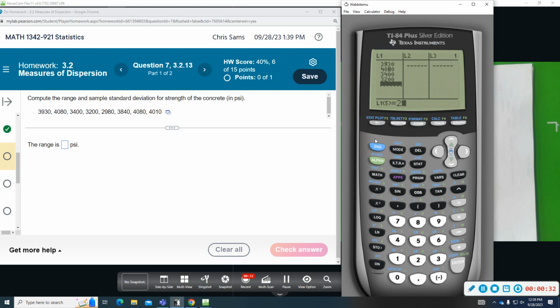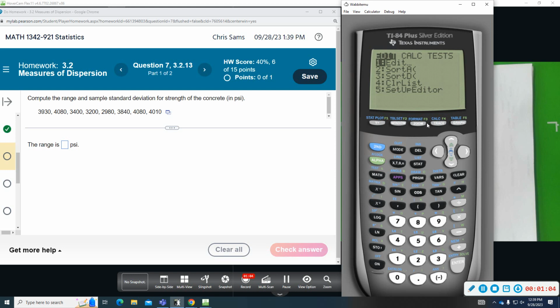3200, 2980. You can type it either on the keyboard or on the calculator. It should input either way. Alright, so again, the most common error is data entry, so double check that everything is correct. So I've got 3930, 4080, 3400, 3200, 2980, 3840, 4080, 4010.